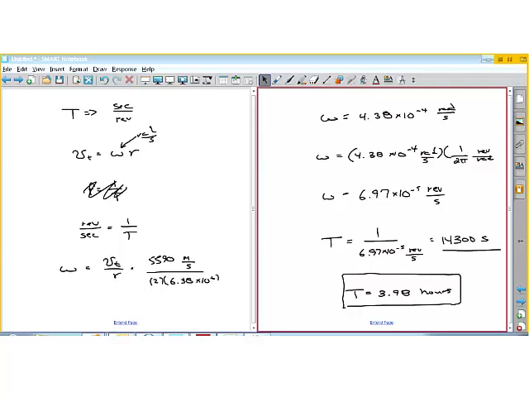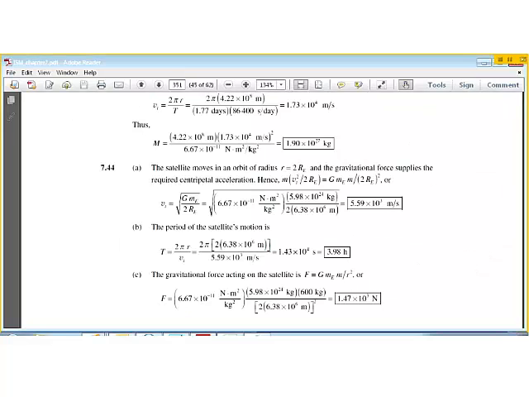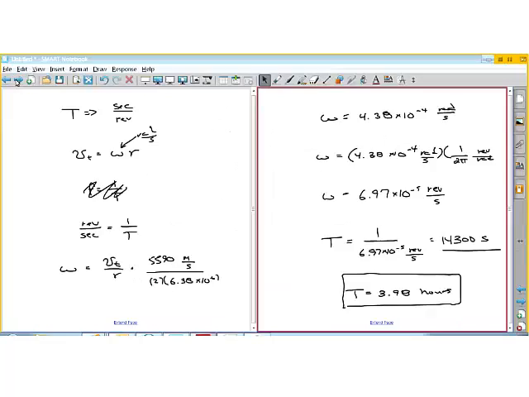Oh, I haven't finished it. I got one more question to answer. But let me just check here, make sure we're doing it the right way. Okay, so the velocity is 5.59 times 10 to the 9th. So let's go back and see the velocity. 559. Okay, that's right. 3.98 hours. Okay, that's good.